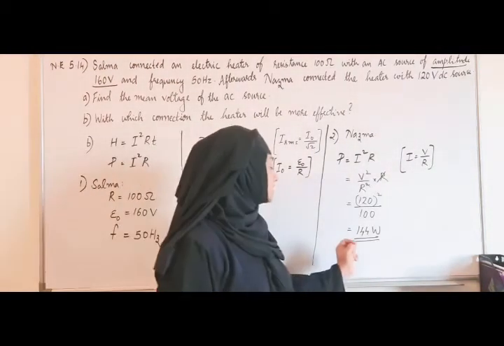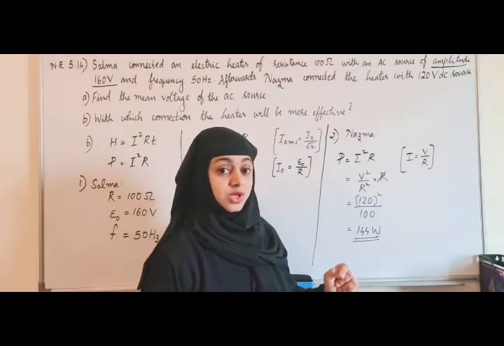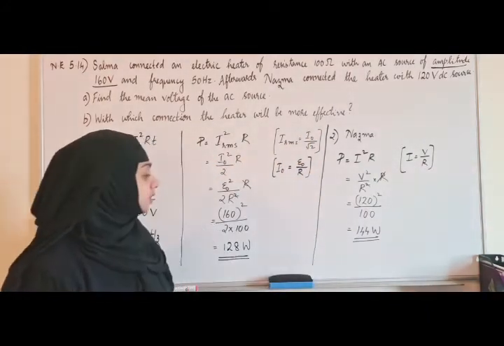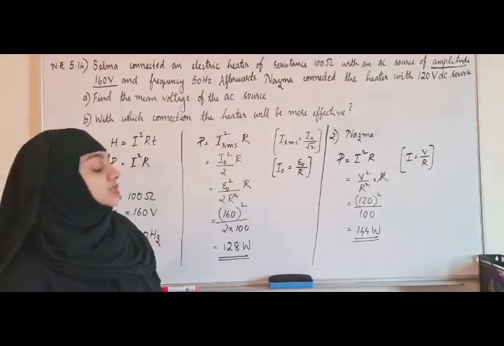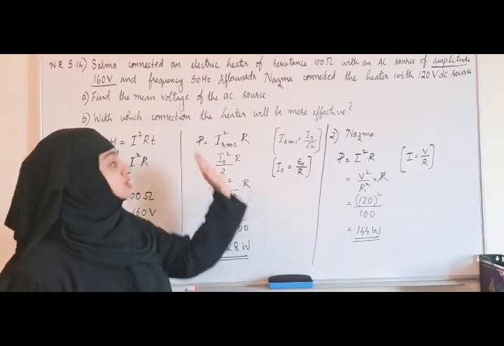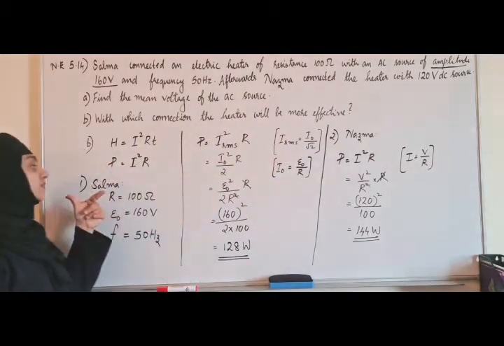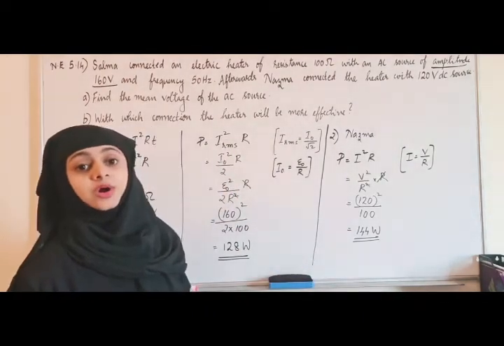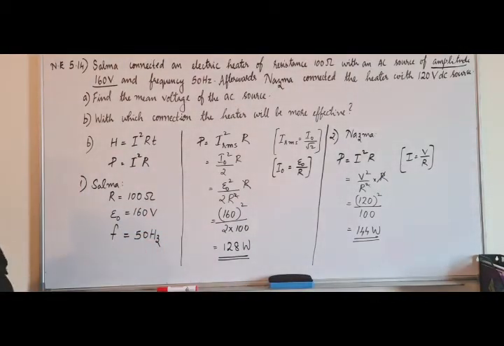While for Najma's case, the power converted to heat is 144 watts. So for Najma's way, more power is converted to heat, so it is the more effective method for using the heater. Najma's way of connection will be more effective than that of Selma because it converts more power to heat energy. I hope this solution is clear to you. And let's see the next one.